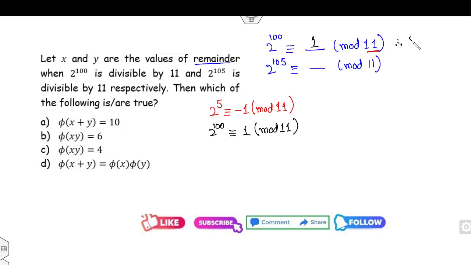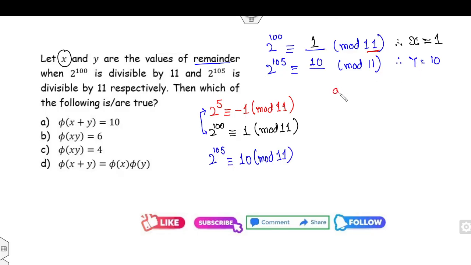Therefore, what is the meaning of that? x is 1, because x is the remainder when you divide by 11. How can you make that 2 raised to power 105? If you multiply both of them, you will get minus 1. Minus 1 means 10, because I always need a positive. Therefore, y is 10.